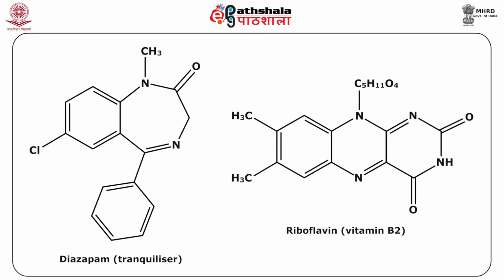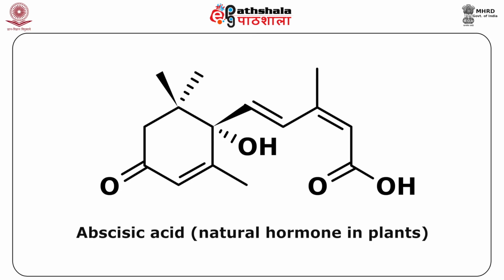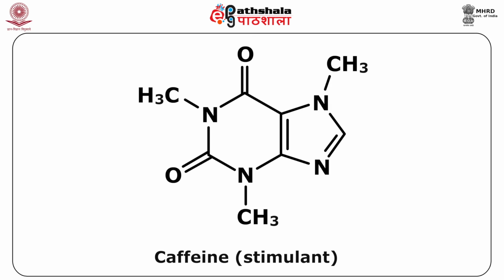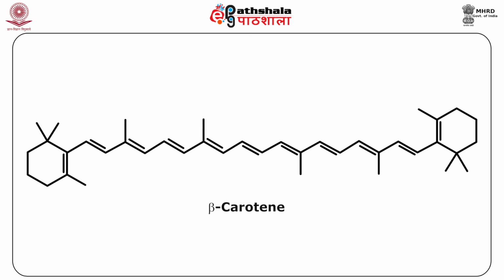You can look here, this is diazepam, which is a tranquilizer, then this is vitamin B12, which is riboflavin, then we have abscisic acid, which is a natural hormone in plants, and you can see this is caffeine, which is a stimulant. We have beta carotene, which is a natural product with high nutritional value, but now we need to prepare this on a synthetic large scale. So, how to break this, disconnect it, to make it from simpler molecules is what we will be studying.